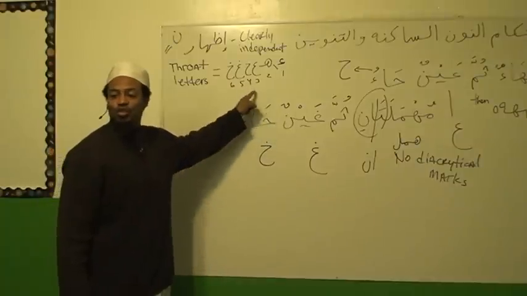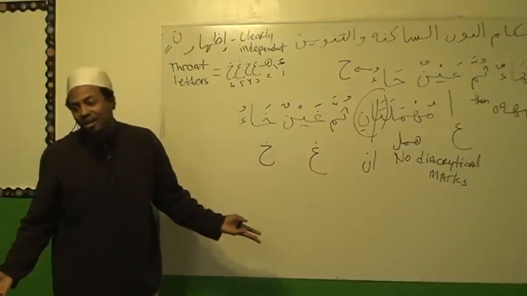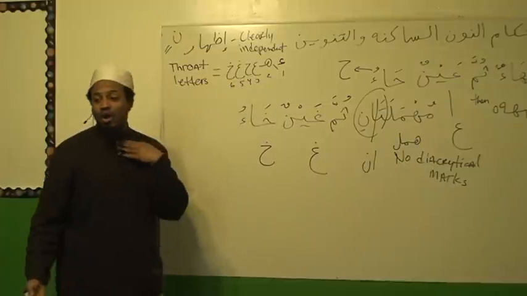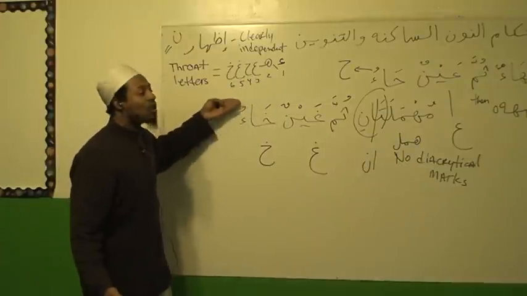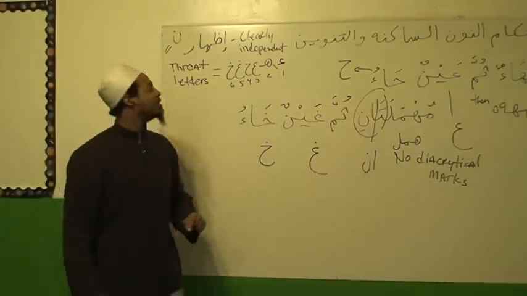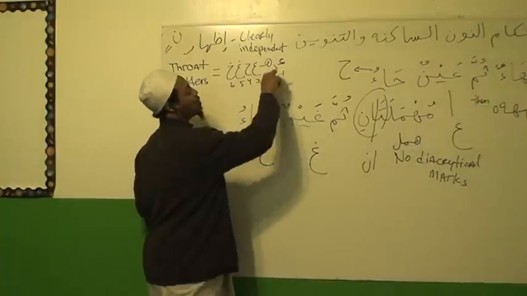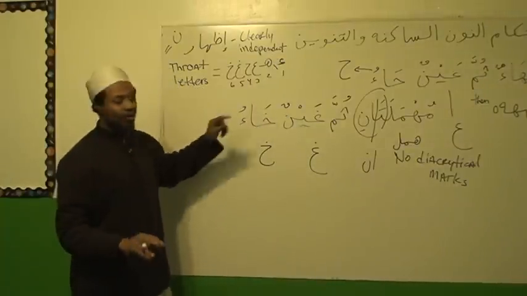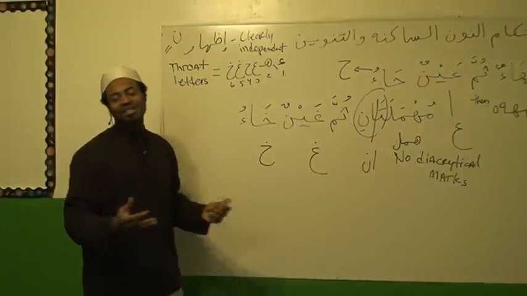Lil halqi sittun rutibat falta'rifi. These are the halq, the letters of the throat. These are the six letters of the throat, so you must know them. And this little line here is just to separate these two from each other. Is that understood? Now let's get to some examples.